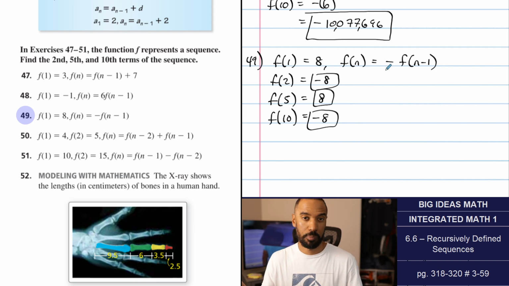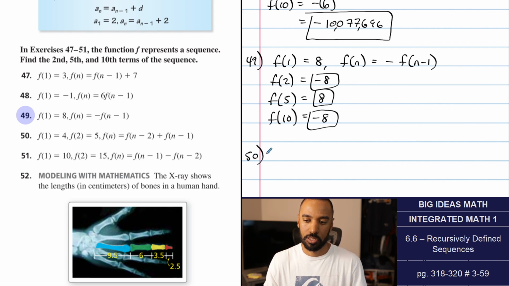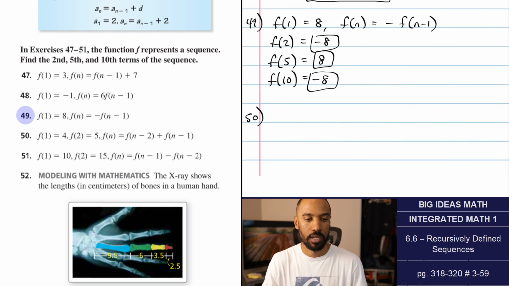The 100th term would be -8. The 951st term would be +8 because it depends on whether it's positive or negative. So they just keep changing signs. It's geometric, but they just keep changing signs. We got a special case here on number 50. So it looks like 51 is also a special case.